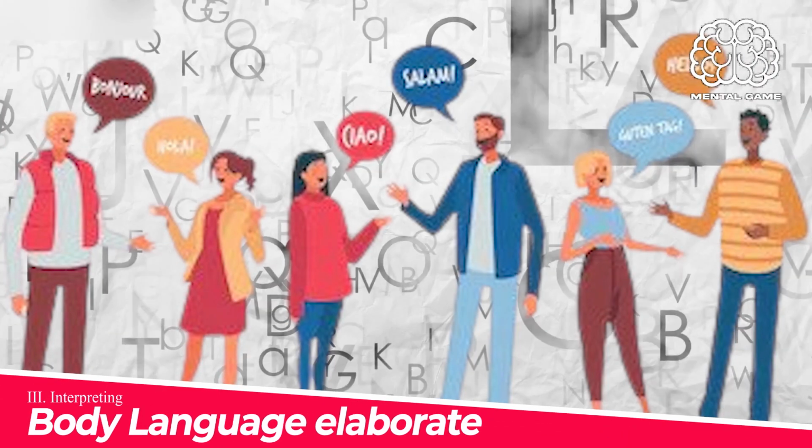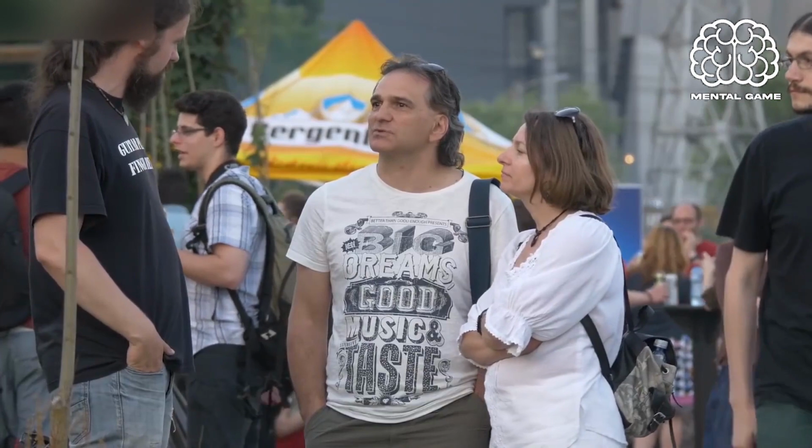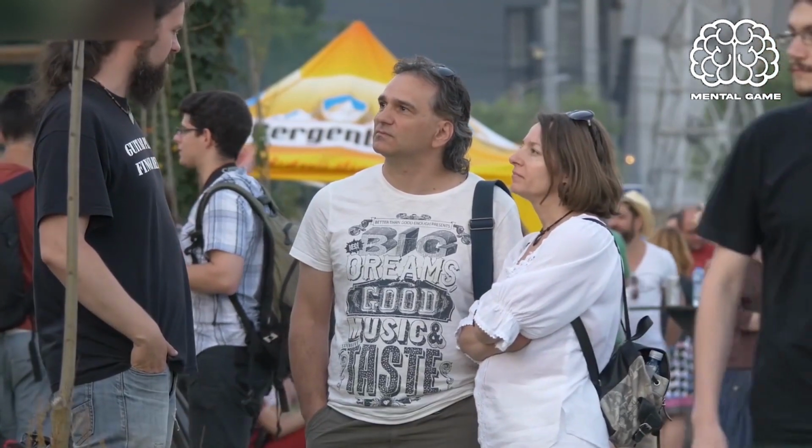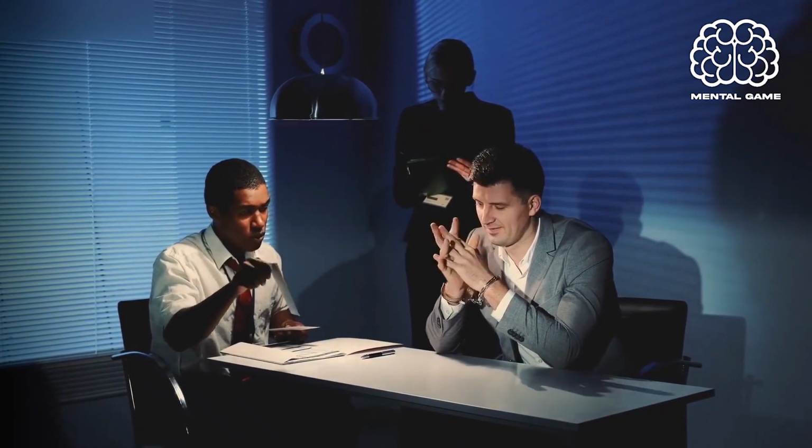Detecting deception. The fifth section of the tutorial focuses on detecting deception through nonverbal cues and body language. This section explains how to detect deception through nonverbal cues, such as microexpressions, body language, and verbal cues. It covers specific techniques for detecting deception, such as the Reid technique, and how to apply them in real-world situations.